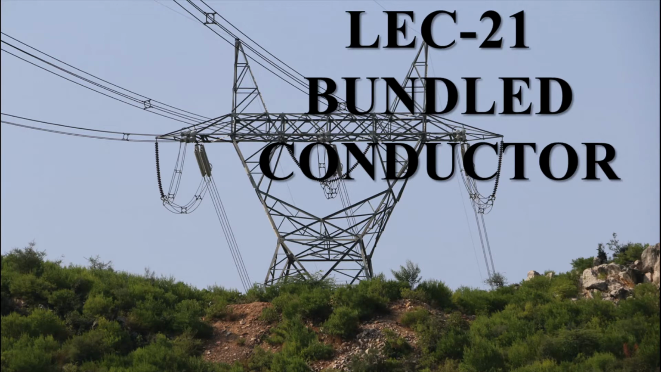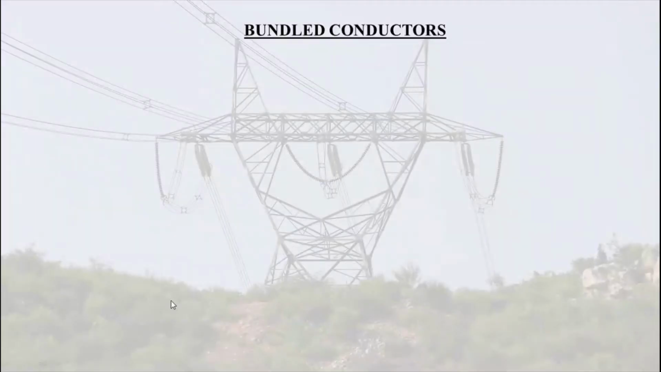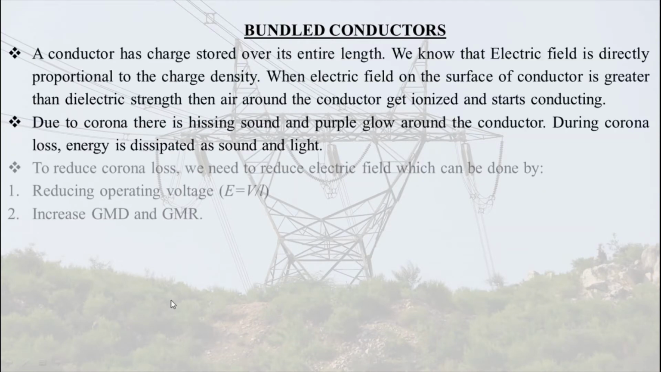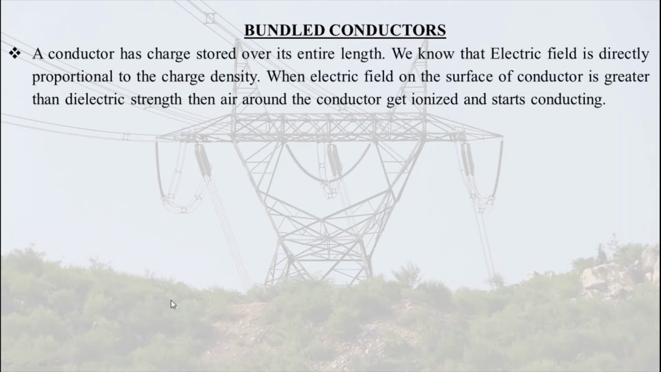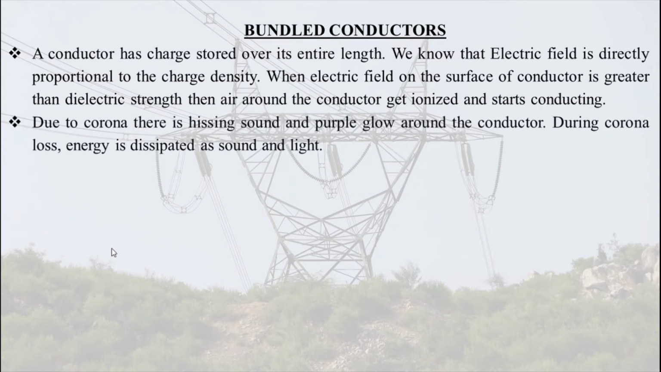I told you in my previous lecture that a conductor has charge stored over its entire length. We know that electric field is directly proportional to the charge density. So when electric field on the surface of a conductor becomes greater than the dielectric strength of air, then the air surrounding the conductor gets ionized. And when the air surrounding the conductor gets ionized, it starts conducting, and this is called corona effect. Due to corona, there is hissing sound and purple glow around the conductor. So we can say that during corona loss, energy is dissipated as sound and light.